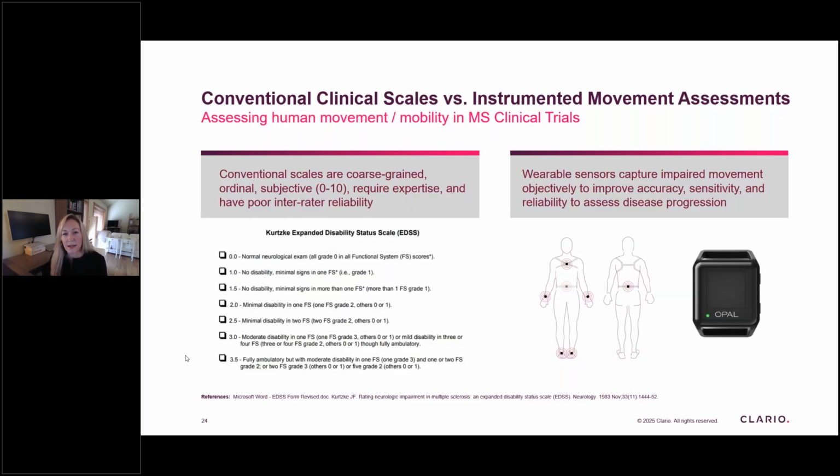So the way movement has traditionally been captured in clinical trials has been through conventional scales. These scales are still important, such as the EDSS, right? We definitely want to capture the clinical impression as well as the patient perception of what's going on. But in addition to these items, we want to be able to actually measure movement directly. So we want that clinical impression, the patient impression, and then we want the ability to measure movement in ways that we can't perceive with the human eye. Next slide, please.